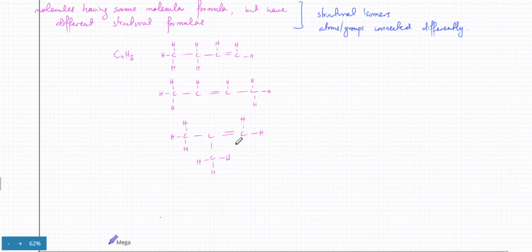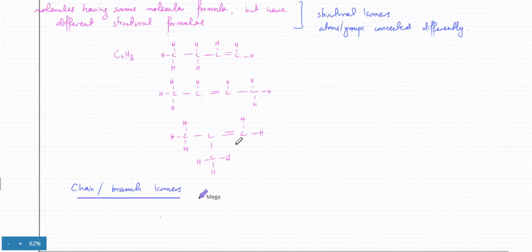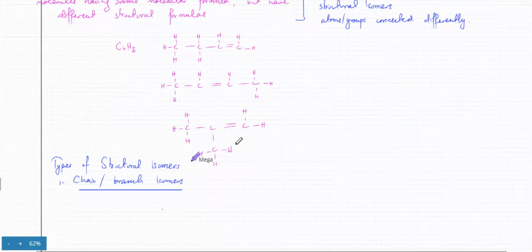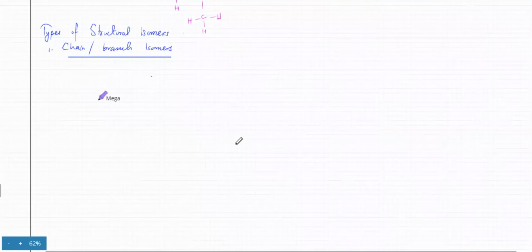The next thing is, there are different types. Right now we're just doing O levels. Okay? Now the next thing is, there are different types of structural isomers. The first one is they're called chain or branch isomers. Okay, that's the first thing. Number 1. So types of structural isomers, chain and branch isomers. That's the first one.